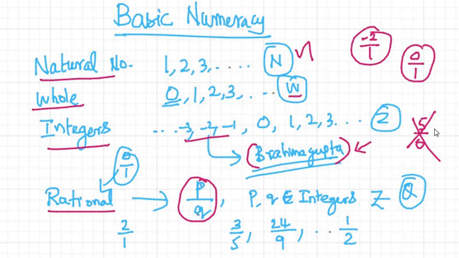For example, I'll ask you some questions. What is the reciprocal of 4? Very good. What is the reciprocal of 2 by 3? Reciprocal means the reciprocal of A by B is B by A. The reciprocal of 2 by 3 is 3 by 2.